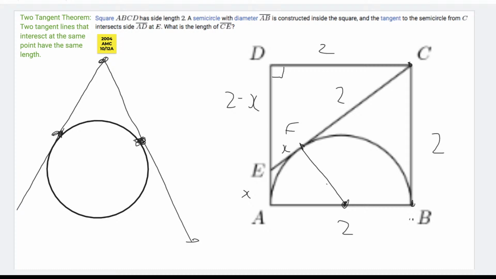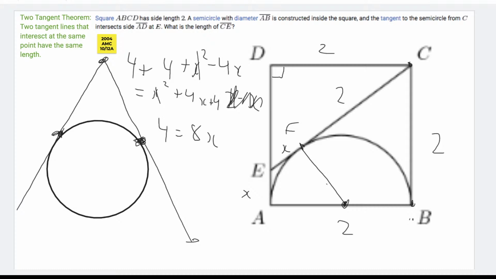That means 2 squared, which is 4, plus (2 minus X) squared, which is 4 plus X squared minus 4X, equals (2 plus X) squared, which is X squared plus 4X plus 4. Then we need to compute this. The X squares cancel out. The 4 plus 4 is 8. You subtract 4 from both sides, you get 4 equals 8X. And then you divide both sides by 8, and you get X equals 1 over 2.